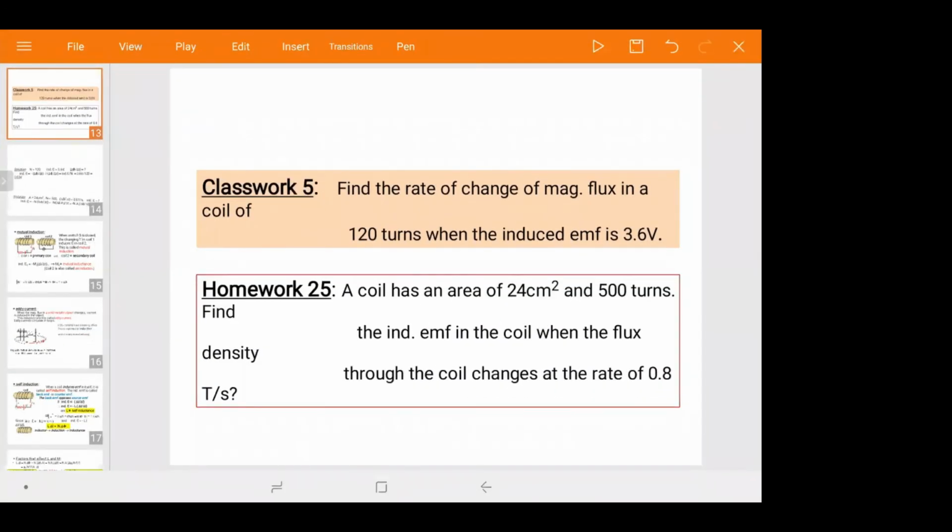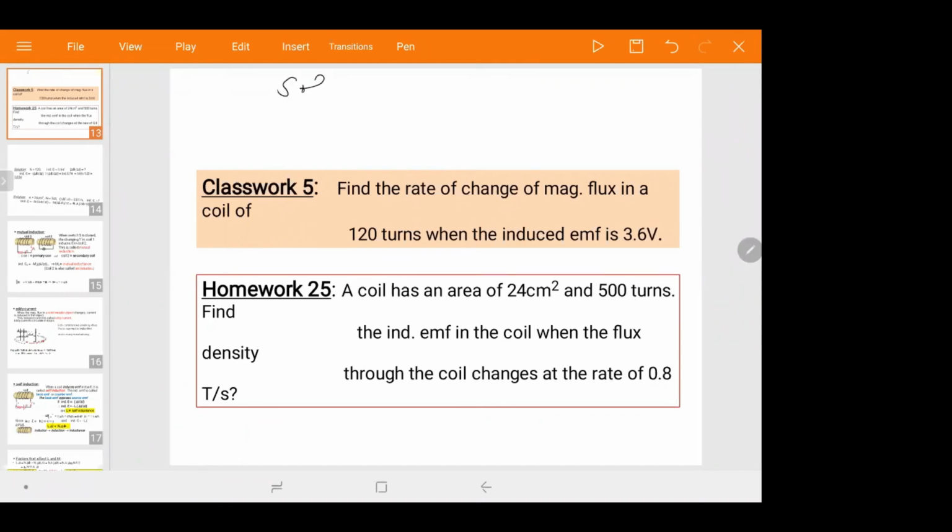So this is a simple classwork question. It says, find the rate of change of magnetic flux in a coil of 100 turns when the induced EMF is 3.6 volts. All right, you take N as 120 turns. Shall we do it?